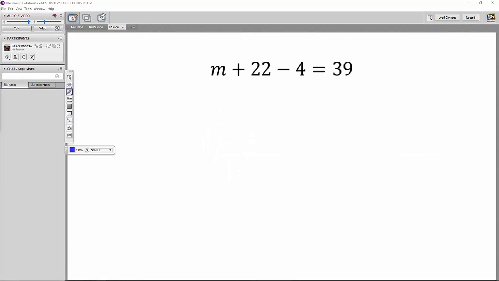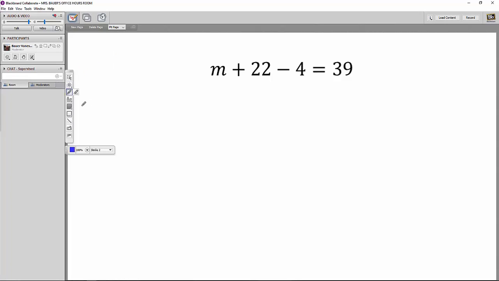An example of this type of problem would be m plus 22 minus 4 equals 39. If you notice, there are two constants on the left-hand side of the equation. We know what 22 minus 4 is. Our first step is that we're going to simplify those constants so we can get our variable plus or minus a number equals another number.